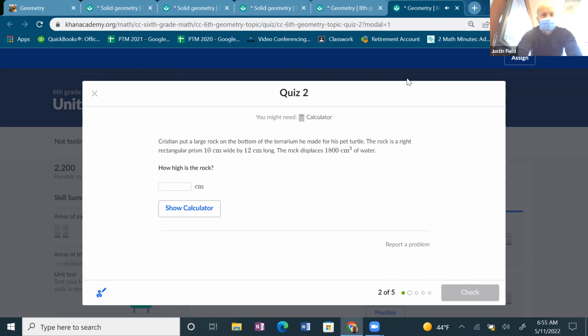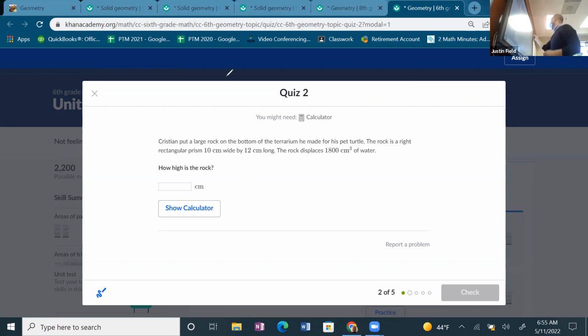Okay, how about this one? Christian put a large rock on the bottom of the terrarium he built for his pet turtle. The rock is a right rectangular prism, and it displaces that amount of water. How high is the rock? Oh, this is good. So first we must draw a picture. Okay, so we're going to draw a picture of a right rectangular prism.